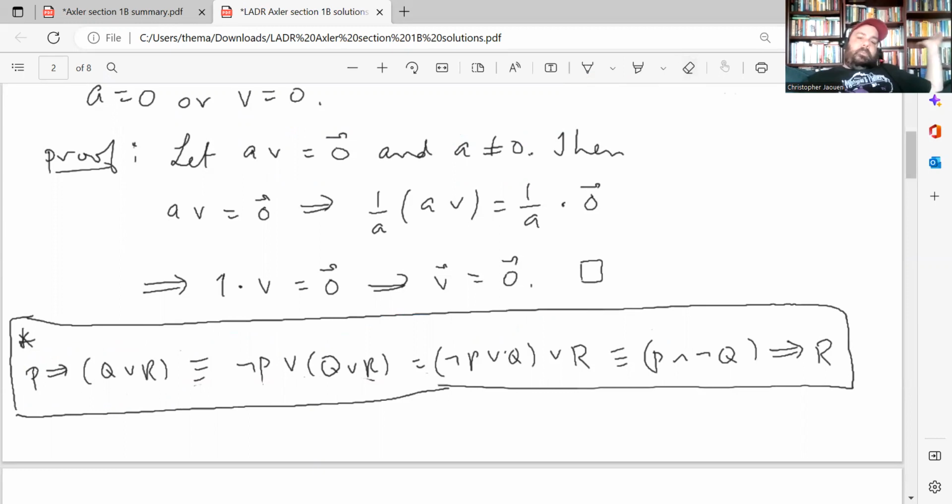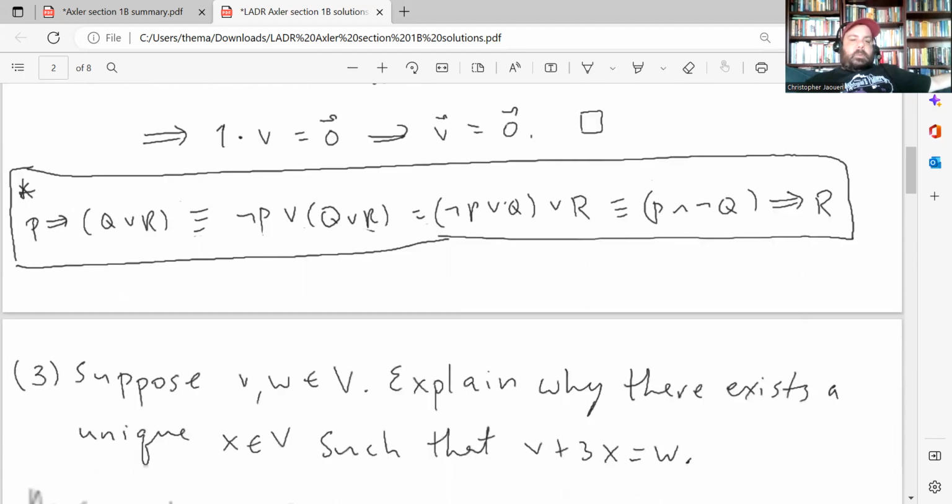All right, so let's assume our hypothesis, P and not Q. So let a times v equal the 0 vector and a not 0. Then, since a is not 0, you can multiply both sides by the multiplicative inverse of a. So 1 over a times av is the same thing as 1 times v, and 1 over a times the 0 vector is equal to the 0 vector, from one of the theorems in the chapter. And 1 times v by the vector space axioms is equal to v. So that shows that v is 0, and that proves the theorem. All right, so that's question number 2.